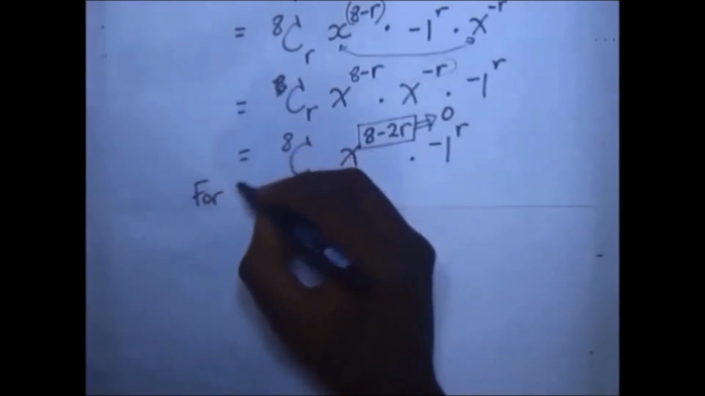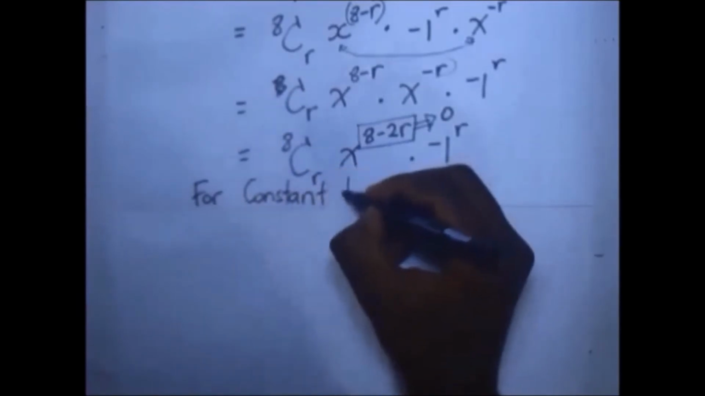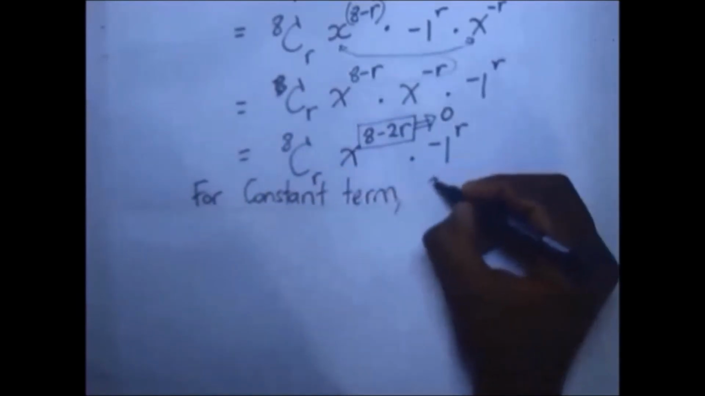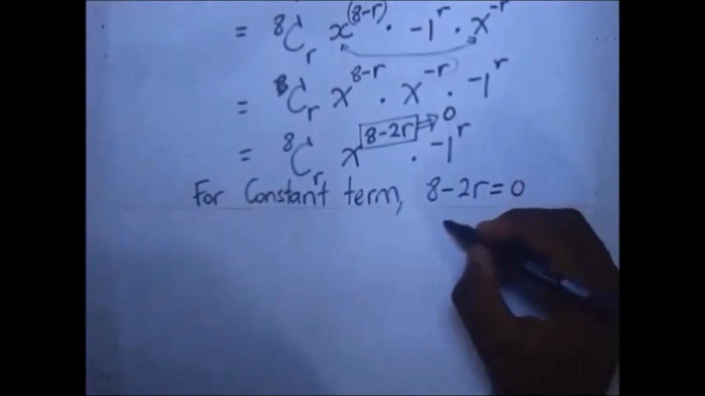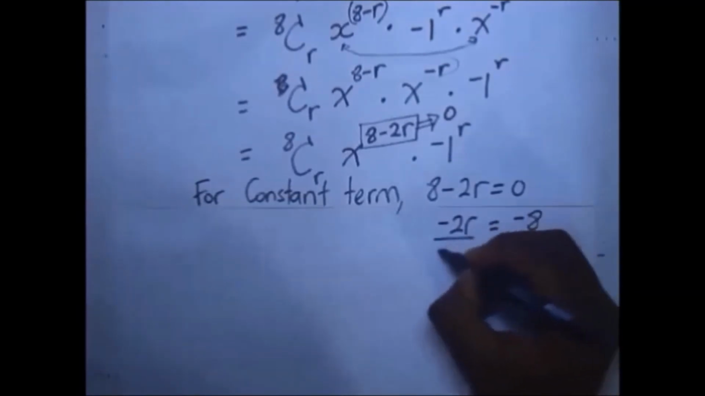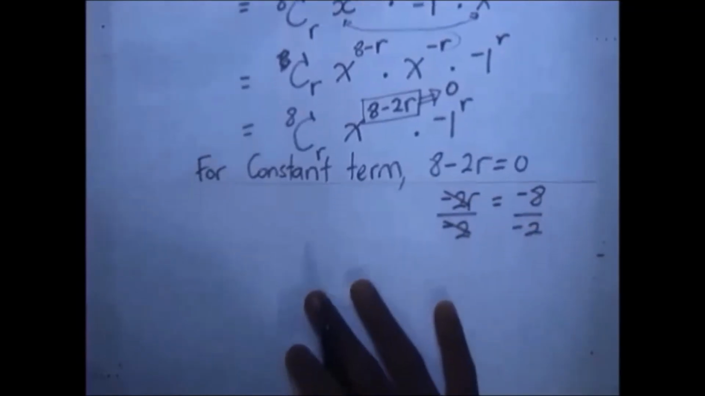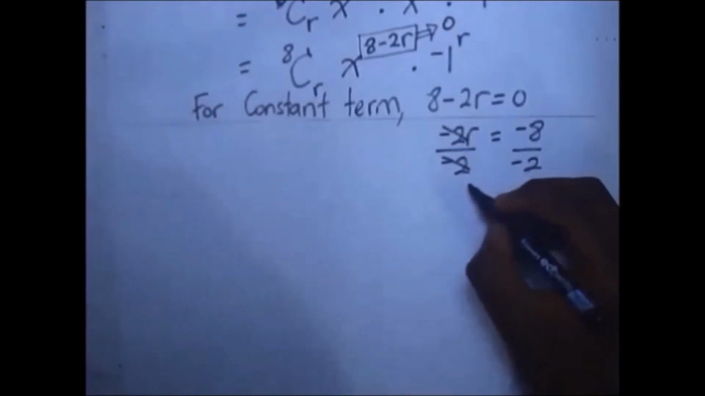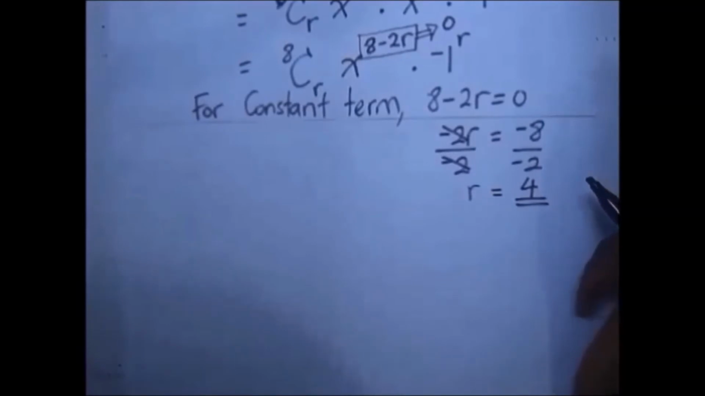So for the constant term, 8 minus 2r should be equal to 0. So this means that negative 2r is going to be equal to negative 8. Divide both sides by 2, and you end up with our value of r giving us 4. So meaning that if our value of r is 4, we can now find the coefficient.